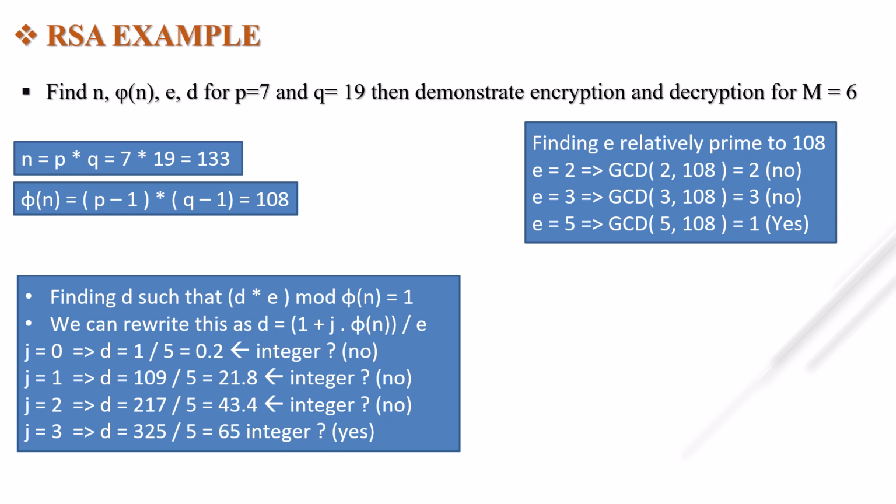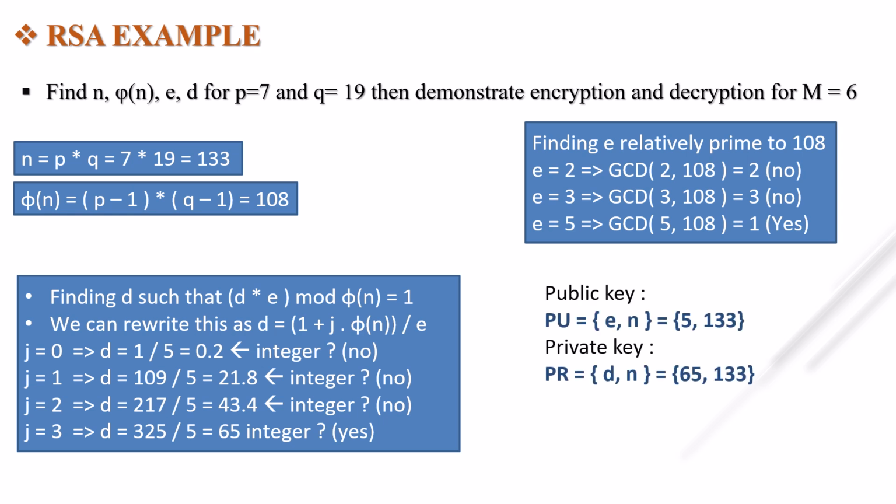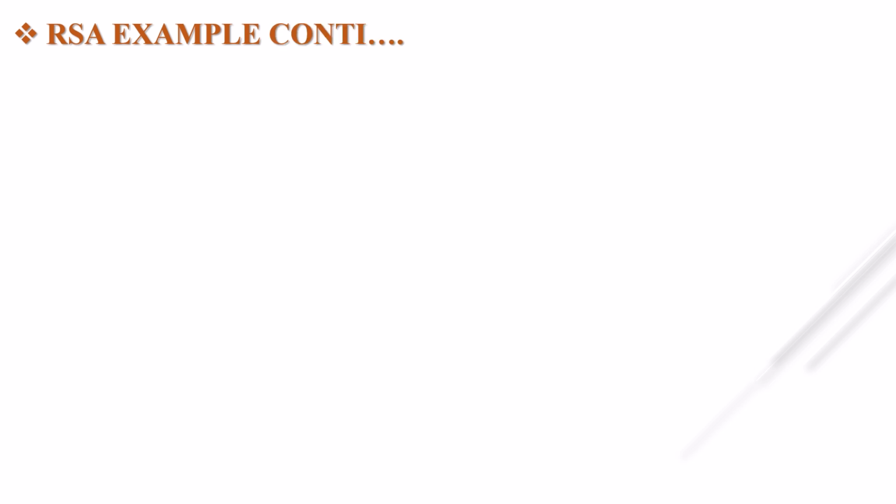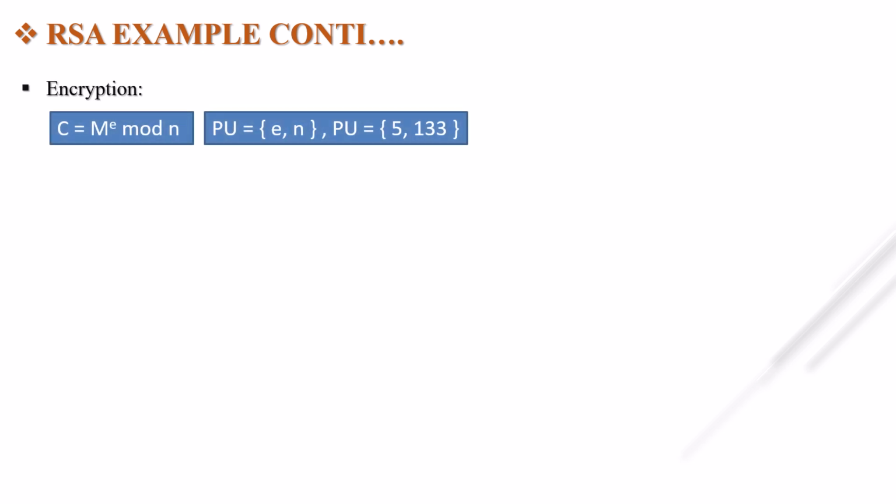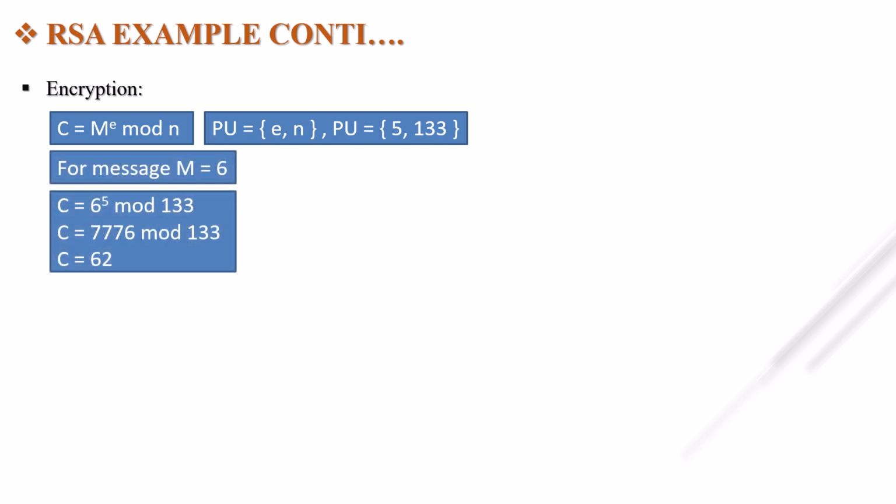So we calculated E, we calculated D. So we get the private key and public key also. So we will encrypt the message with the help of the public key. Let's see how. For encryption, what is the formula? C is equal to m raised to E mod n. What is our m? 6. Now 6 raised to 5 mod 133.